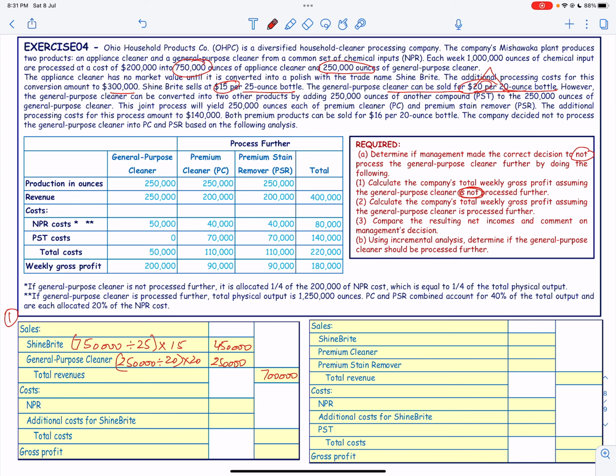Next we look into the cost. The cost is 200,000 and there is an additional cost for Shine Bright, and that is the additional cost for this conversion amount to 300,000.